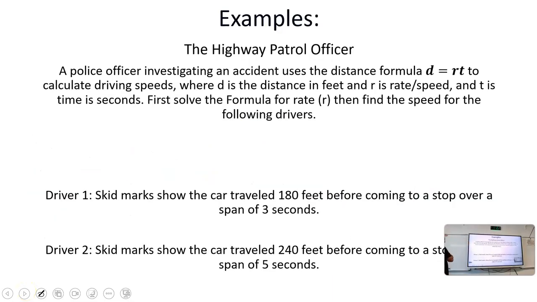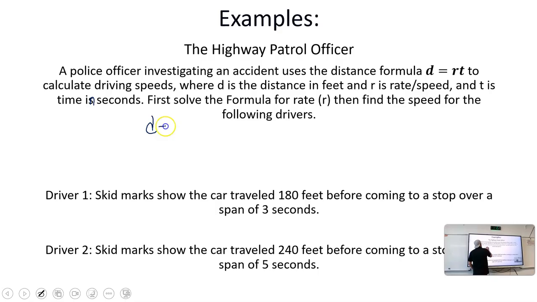So let's look at another one. A police officer investigating an accident uses the distance formula D equals RT to calculate driving speeds, where D is the distance in feet and R is the rate or speed, and T is the time in seconds. Okay, so first let's solve the formula for R, then find the speed for the following drivers.